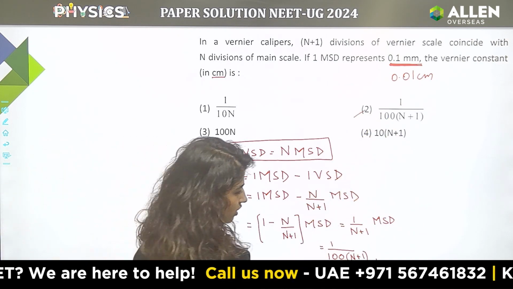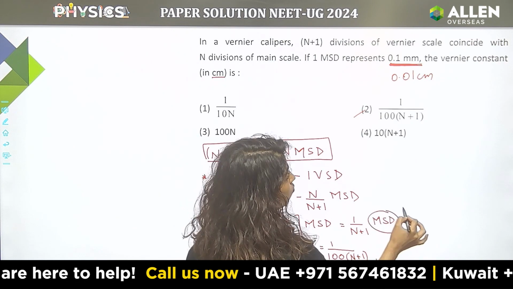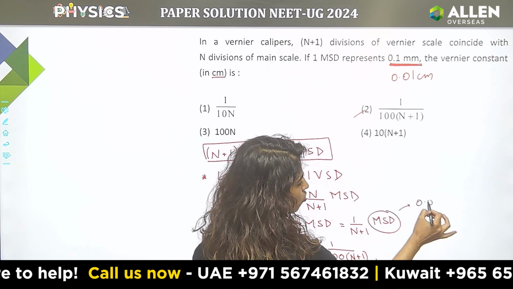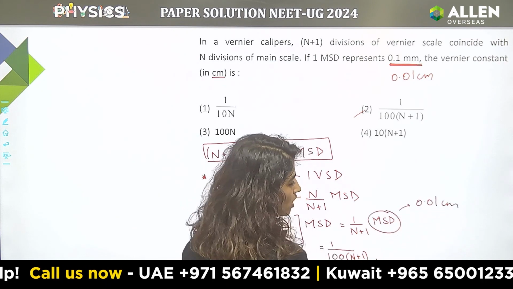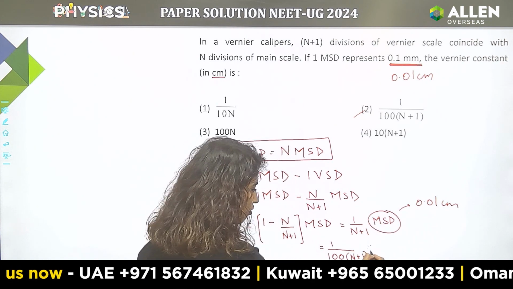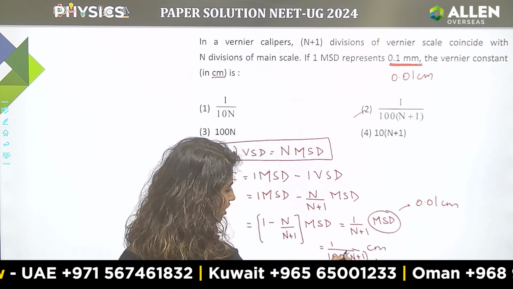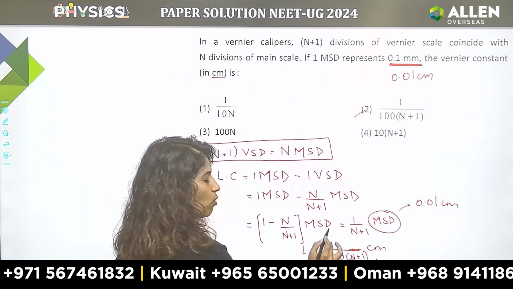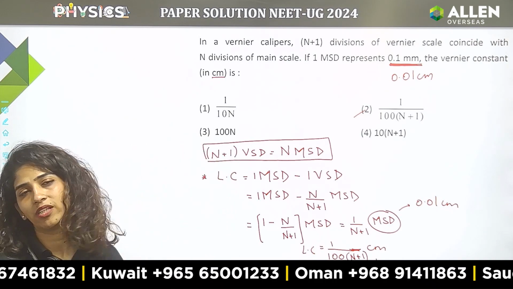What I have done in the last step, I'll repeat. 1 MSD is 0.01 centimeters. I can write it as 1 upon 100 centimeters. So my least count of this instrument is 1 by 100 N plus 1 centimeters.